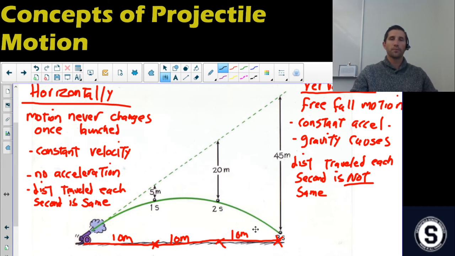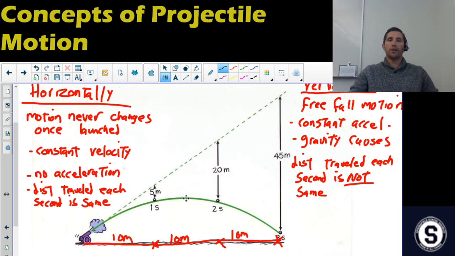Over here, the dotted line represents the path that the cannon was originally aimed at. If you can imagine the cannon had a laser sight on it, this is the direction that laser sight would be pointed. And if there were no gravity, this is the path that the cannonball would take. But we know that it doesn't, because gravity's pulling down on it the whole time.